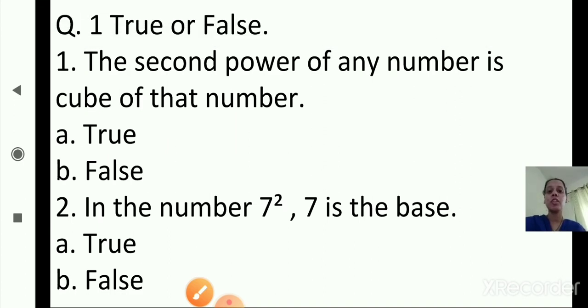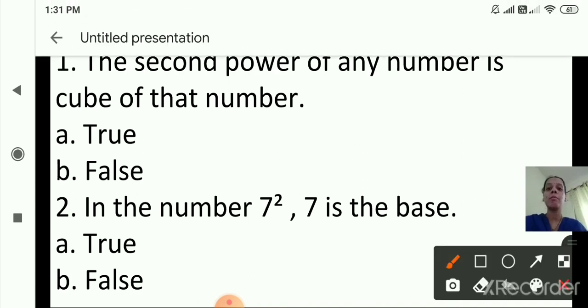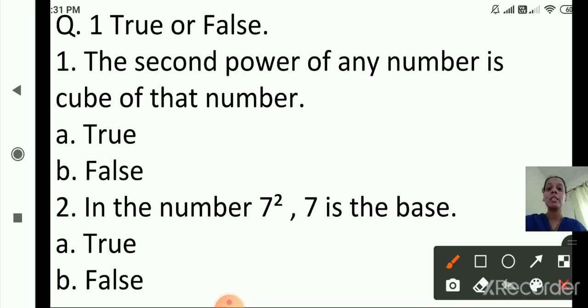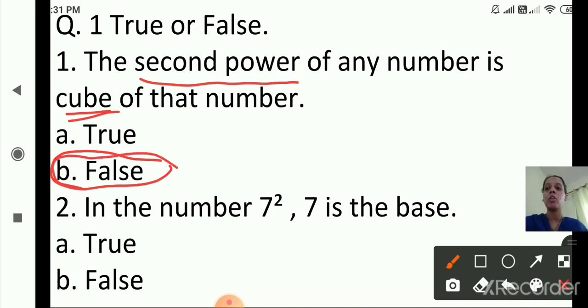Now we will see the questions based on this. Lesson number 6. This type of question can come for the exam. True or false, we will see question number 1. The second power of any number is the cube of that number. Options are given, A true and B false. Now you will identify whether the statement is true or false. This statement is false. Why? Because the second power of any number is the square of that number, but in the question it is given as the cube. So this is false. So you will click the B option, that is false.